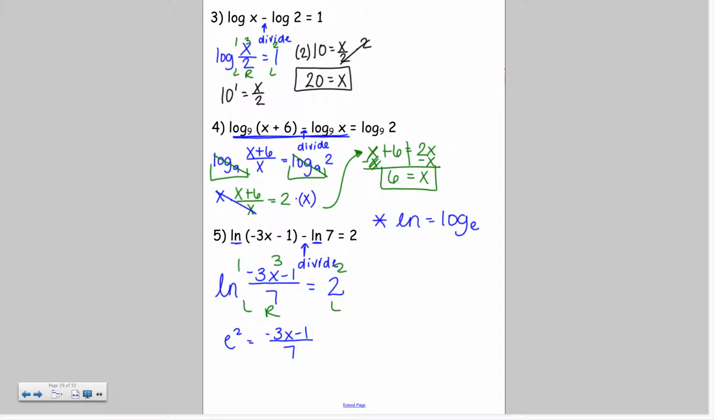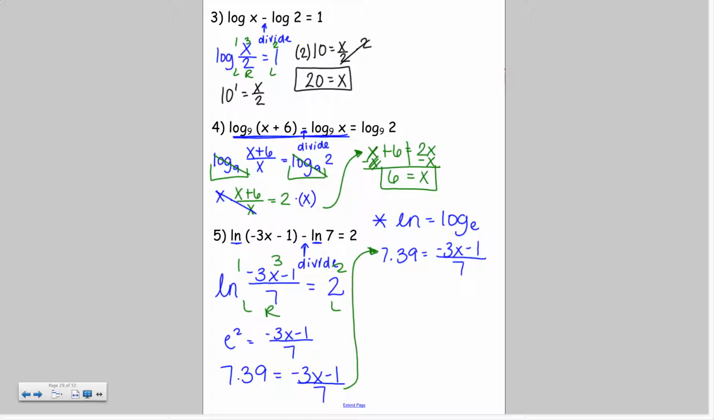All right, you're going to have to put E squared into the calculator and just try to remember how to do that. So E squared is 7.39, and it is equal to negative 3x minus 1 over 7. All right. So I'm going to rewrite this up here just so I have it. 7.39 is equal to negative 3x minus 1 over 7.